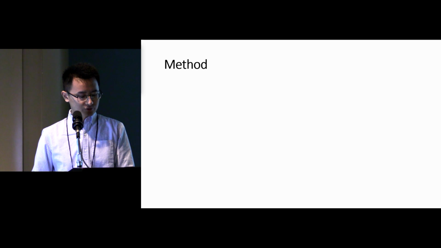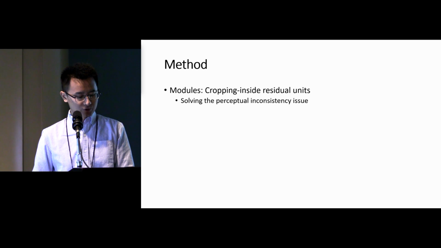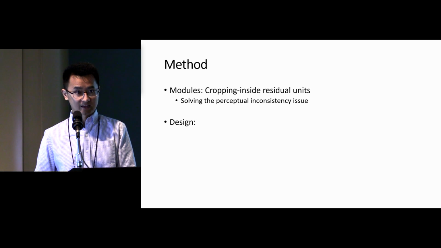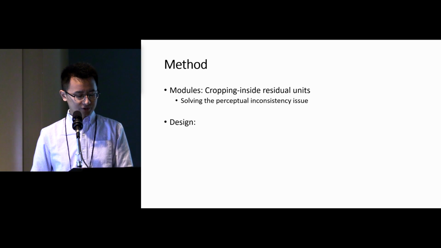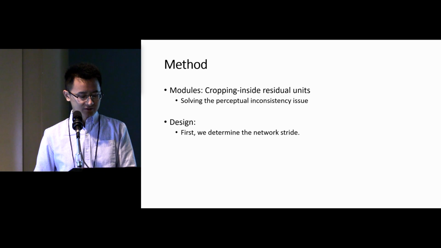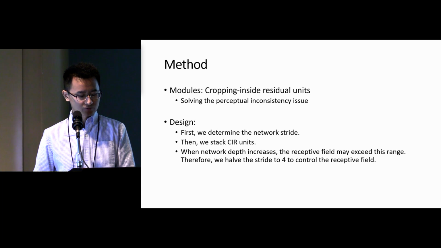By stacking the proposed cropping inside the residual units, we build up deeper and wider networks. The construction follows our design guidelines. First, we determine the network stride. Then we stack residual units. Also, our design controls the size of the receptive field and output features.